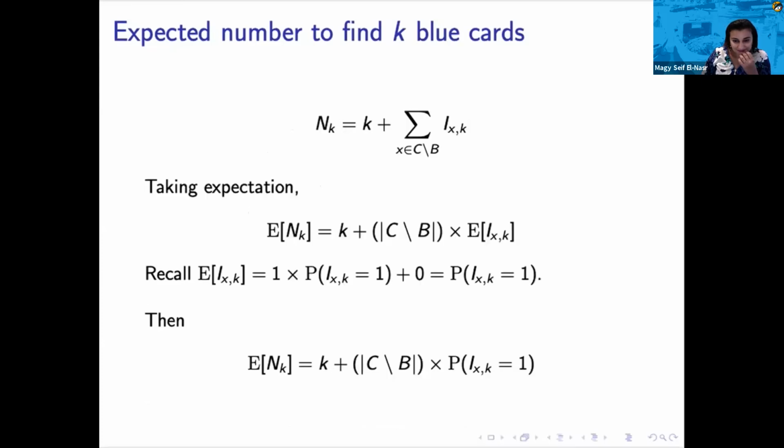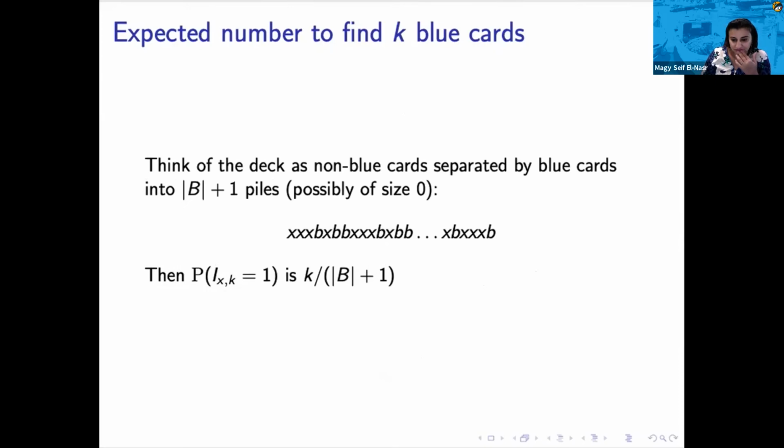Then the expected number of cards to find k blue cards is certainly k plus the sum of indicator random variables. We can take the expectation of it. The expectation of a constant is still that constant. The expectation of a sum of independent random indicator variables is simply the number of terms in that sum times the probability that each indicator random variable is 1. And to calculate that probability, we think of the deck as non-blue cards separated by blue cards into the number of blue cards plus 1 piles.